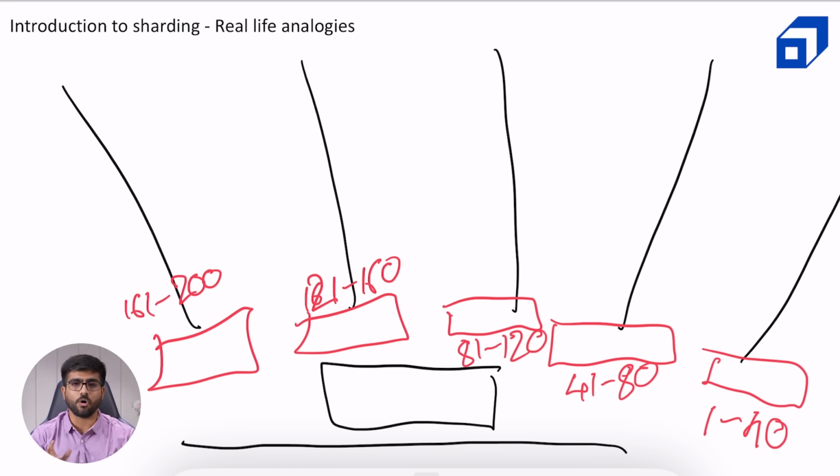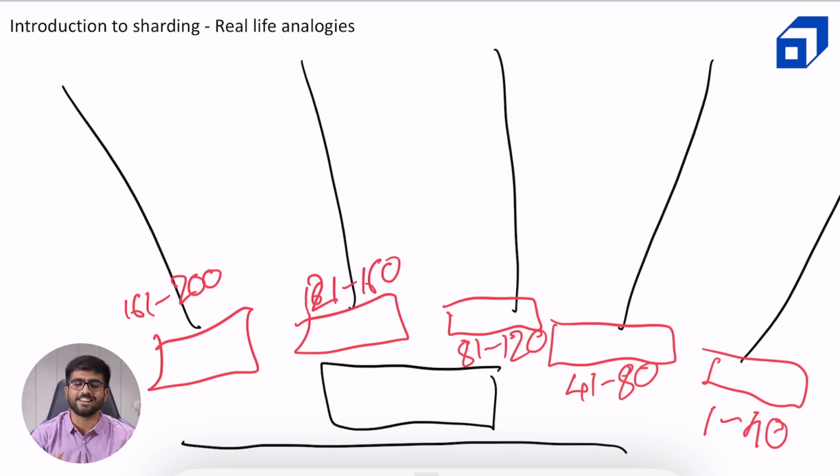Now, instead of all the students gathering around the table, they were bifurcated into different columns of desks, and the process became so streamlined that it was very quick to check the papers and place them back. Now, this is similar to what sharding actually does.